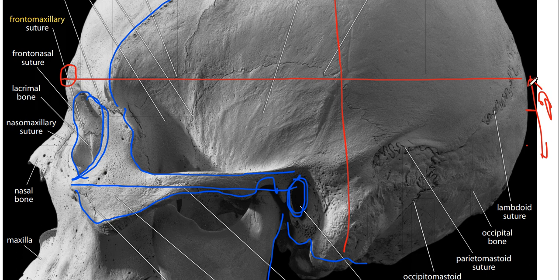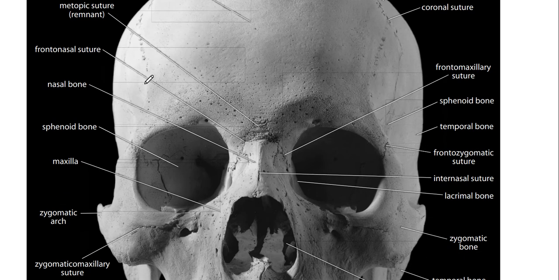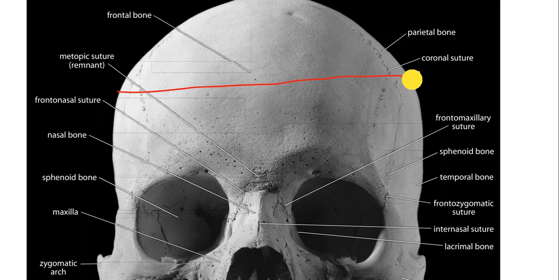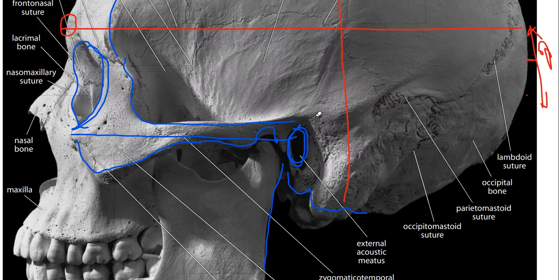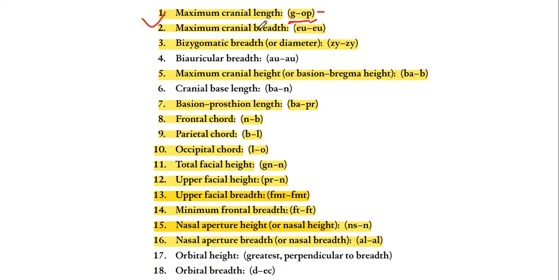Height wise we'll be seeing this way. This is the length, and breadth will be seen from the frontal view from these two points. These two points will become the breadth. From euryon to euryon becomes the maximum cranial breadth. We'll take it one by one, don't worry. So this is about cranial length.